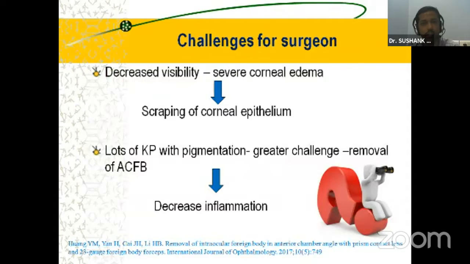Now coming to challenges for the surgeon, there might be decreased visibility due to severe corneal edema, and scraping of corneal epithelium may help. Lots of KPs with pigmentation can produce a greater challenge while removing the anterior chamber foreign body. In those cases, we should decrease the inflammation with the help of steroids, or wait for some time before going ahead with the surgery.